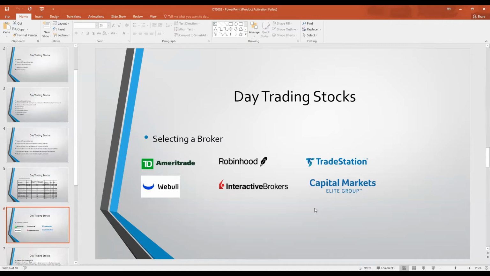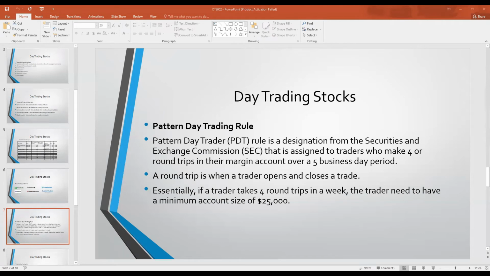So you may be wondering, why single out this broker? Why should anyone choose this broker, Capital Market Elite Group, to trade financial markets? This is due to the position day trading rule. In the United States, the Securities and Exchange Commission, the SEC, and the Financial Industry Regulatory Authority, FINRA, have a rule called the Position Day Trading Rule, PDTR.